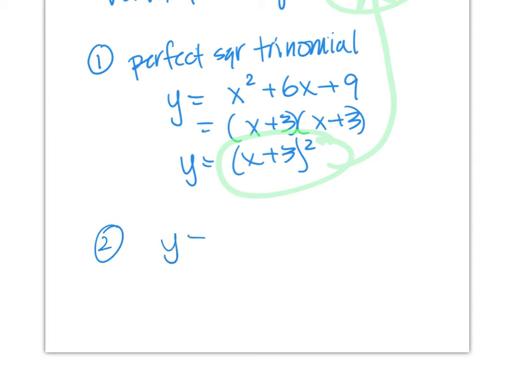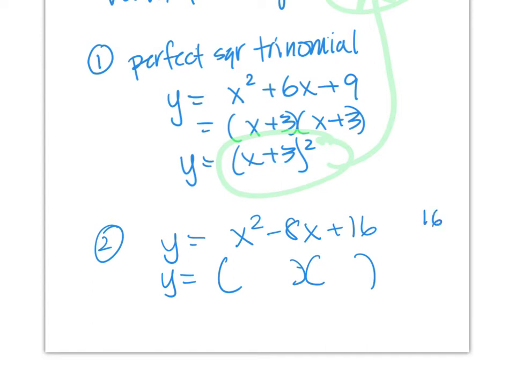So I have y is equal to x squared minus 8x plus 16. What could that possibly be? Let's take a look. The factors of 16 are 1 and 16, 2 and 8, 4 and 4. I believe that's about it. So how can we get to a negative 8 with these? How about a 4 and a 4? That can get you to an 8.